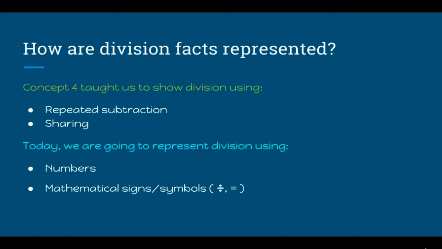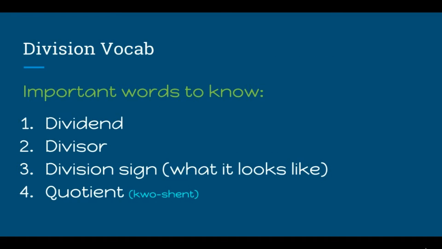So how are division facts represented? In Concept 4, we learned that showing division came in two different forms: repeated subtraction and sharing. Today, we're going to represent division using numbers and mathematical signs and symbols, including the division sign and the equal sign. So here's some important division vocab: dividend, divisor, division sign, what it looks like, and quotient. And as you can see, we have the way to say the word quotient.